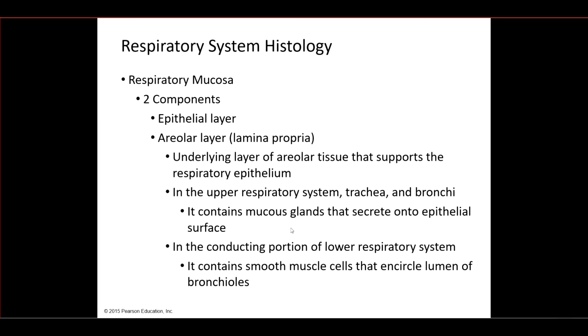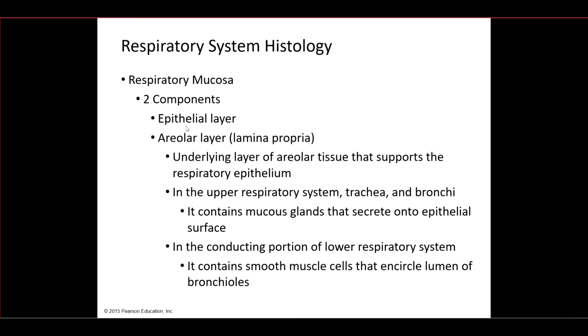As we get a little bit lower, think about this. As the tubes become smaller and smaller, we don't want to produce a lot of mucus. Those tubes would get filled with mucus and we would suffocate, we wouldn't be able to survive. So we would see less and less glands, but we start to see more smooth muscle. That smooth muscle helps to regulate the diameter of the breathing tubes, right, the bronchioles and that type of thing.